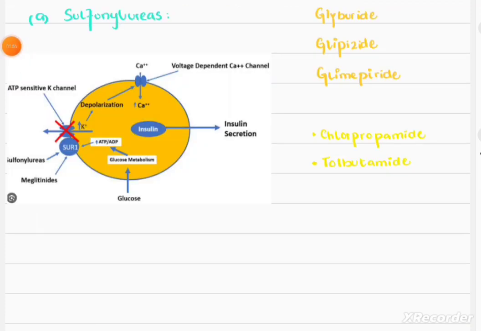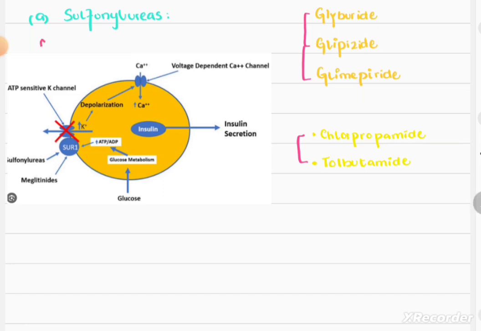The first class is sulfonylureas, which is an insulin secretagogue, which means that it will increase the secretion of insulin from the pancreas. So we have two generations among this. We have the first generation drugs, which are called chlorpropamide and tolbutamide, but these drugs are not used nowadays because of a great adverse effect profile, and they're not very effective as well. And the second generation drugs, which are glyburide, glipizide, and glimepiride, are the drugs that are most commonly used nowadays.